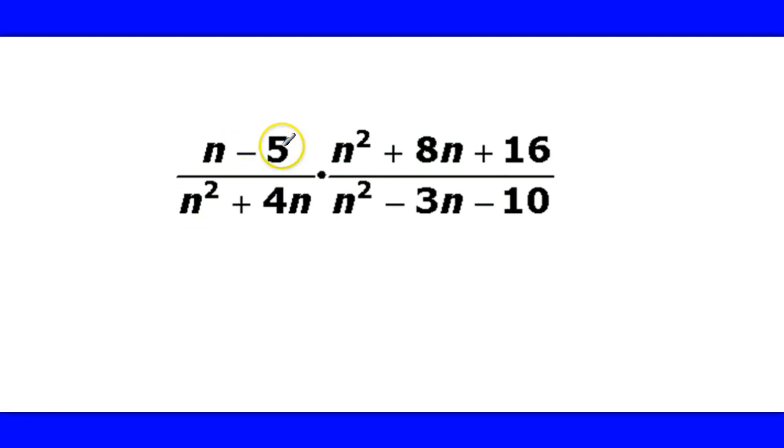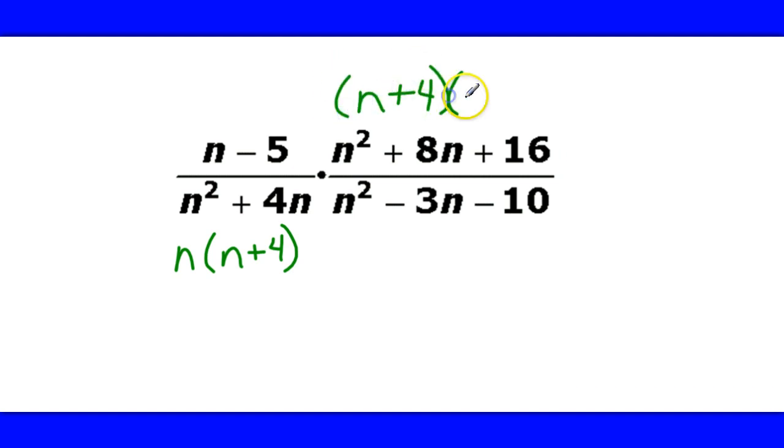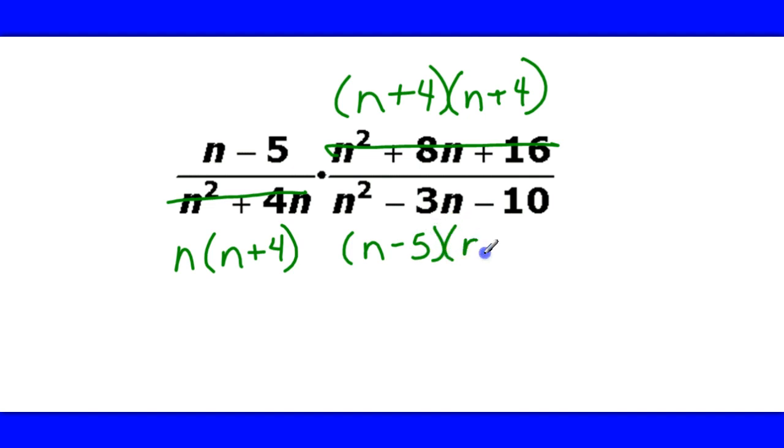Ready? That binomial cannot be factored. This, I can take out an n, and that leaves me with an n plus 4. Okay, this is a perfect square trinomial, which is an n plus 4 times an n plus 4. Okay, that's been factored, that's been factored. And this one is going to be n minus 5 times n plus 2.